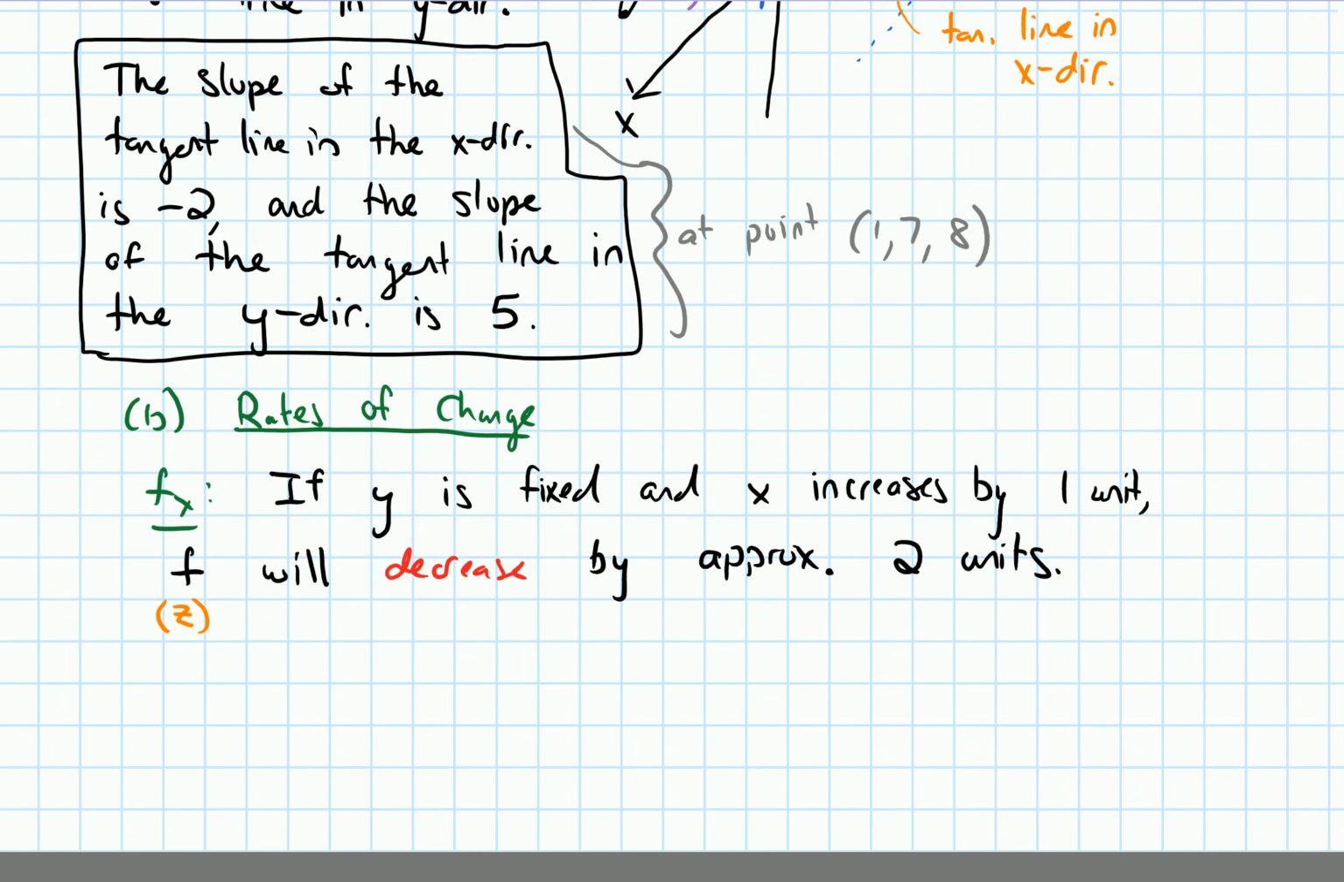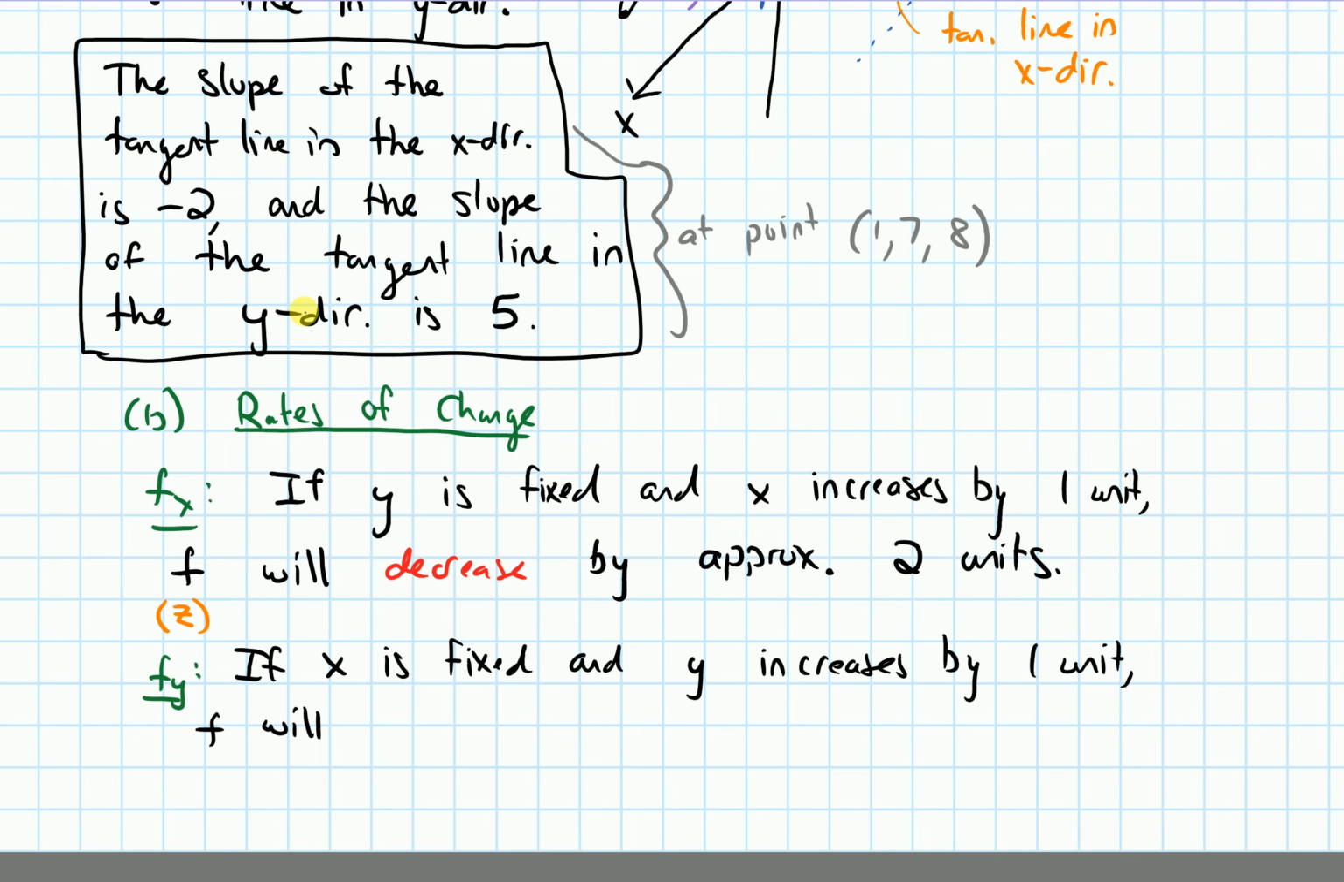So we can say something similar for fy. So for fy now, we would say if instead x is fixed and y increases by 1 unit, that means our function's outputs will, notice that the slope in the y direction is 5, so f will now increase. F will now increase by approximately 5 units. Okay, so that's how we interpret what those partial derivatives mean as rates of change.